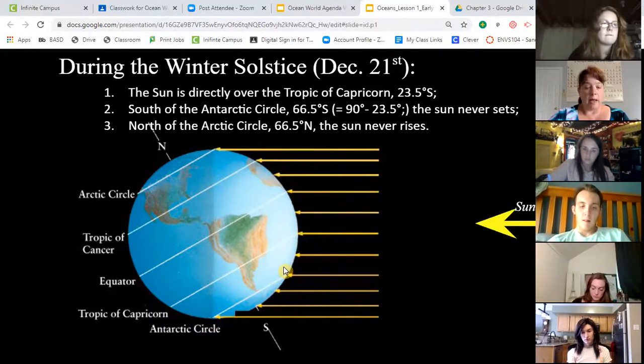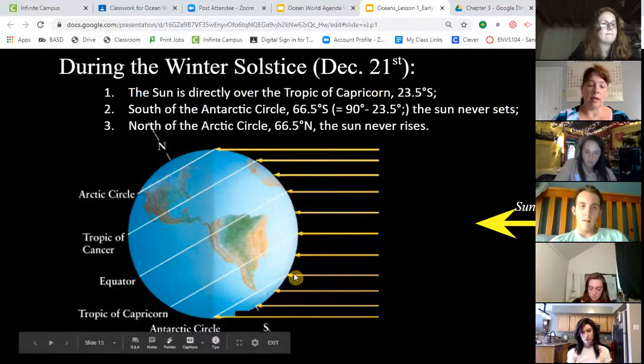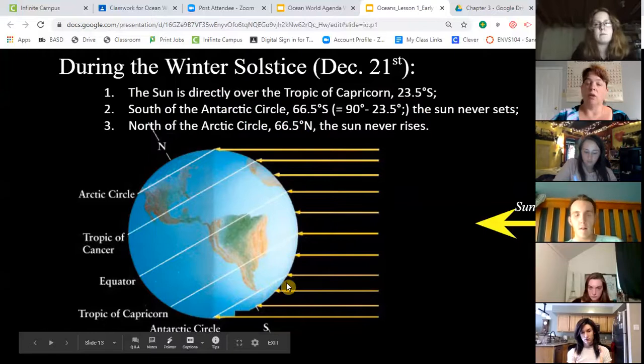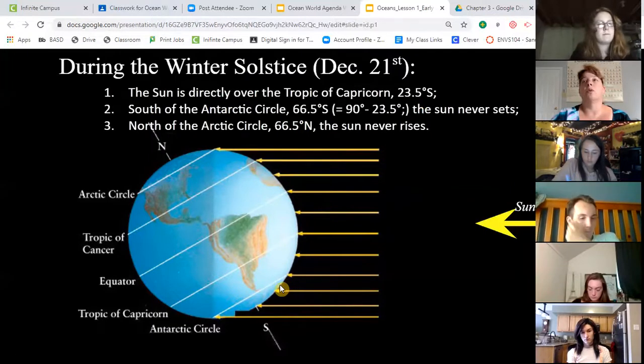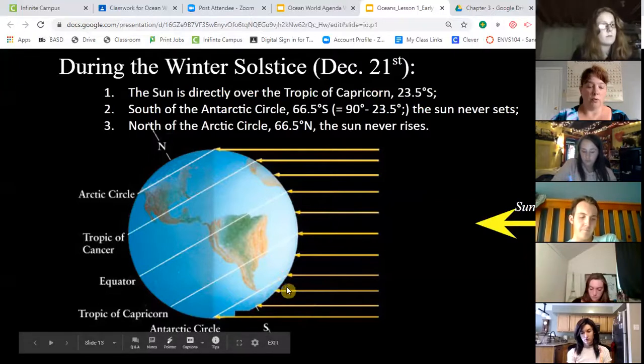Below that, at 66.5 degrees south, is the Antarctic Circle. And the reason they consider this line significant is because below that line, in the Southern Hemisphere, at that time of year, there's 24 hours of sunlight. Okay, so 24 hours of sunlight, what do you think happens up here above the Arctic?